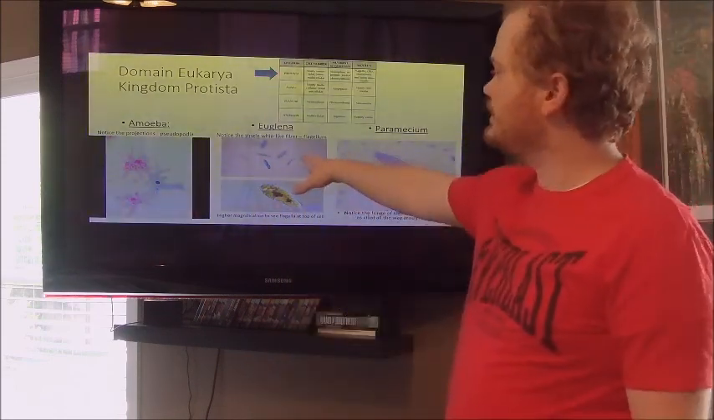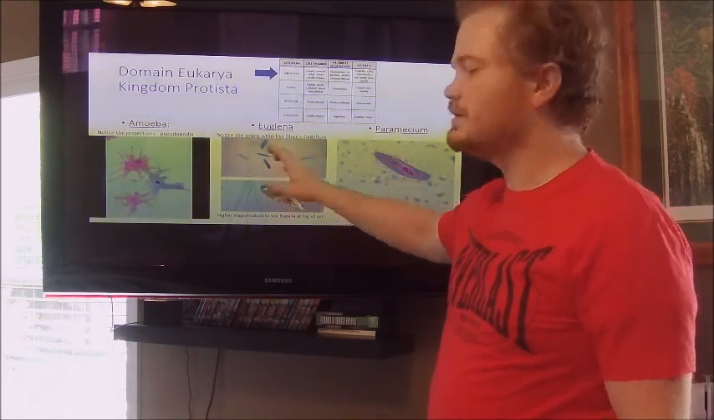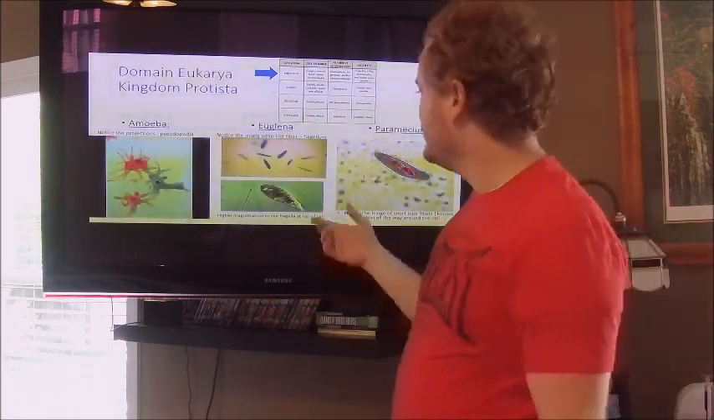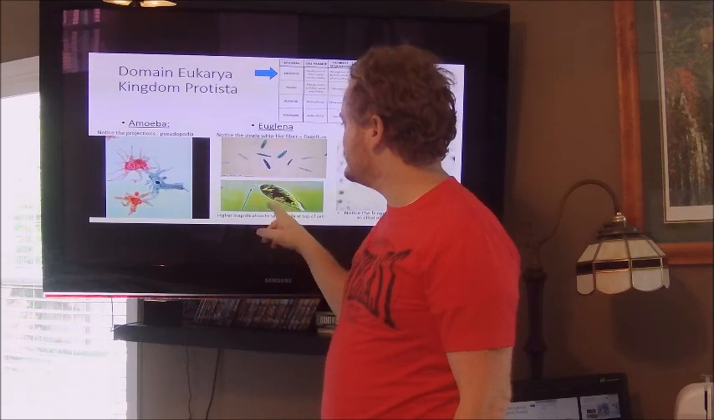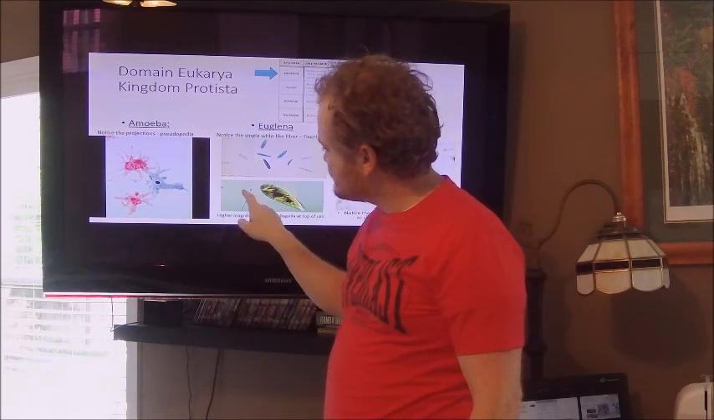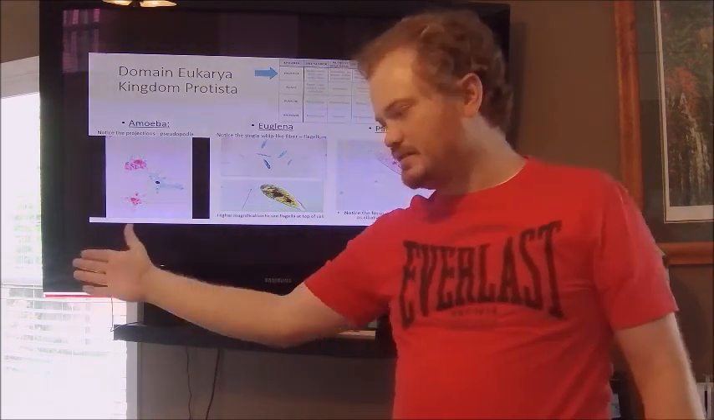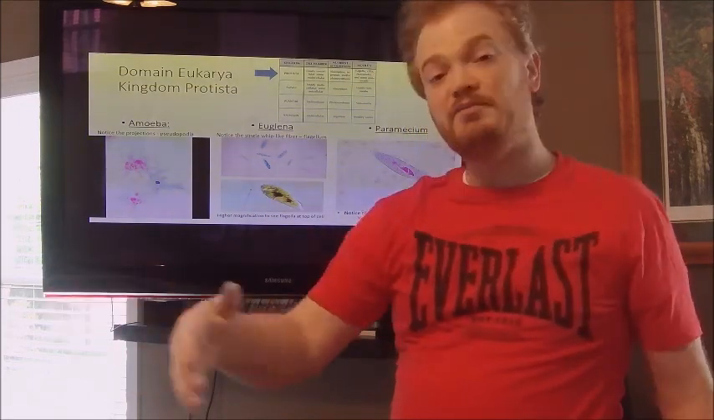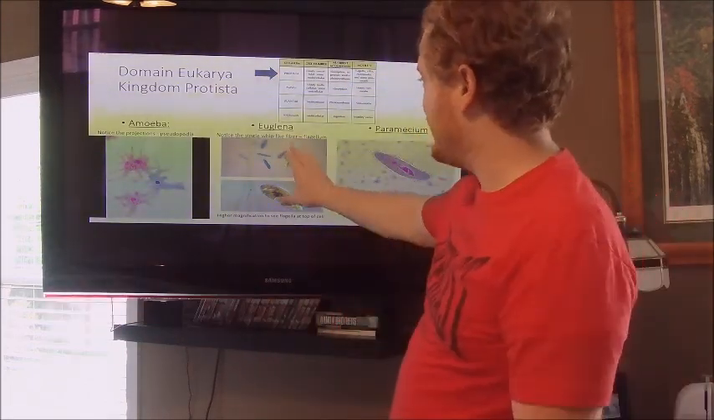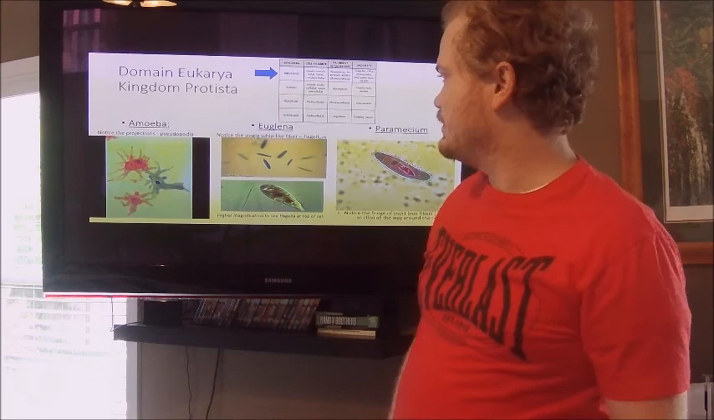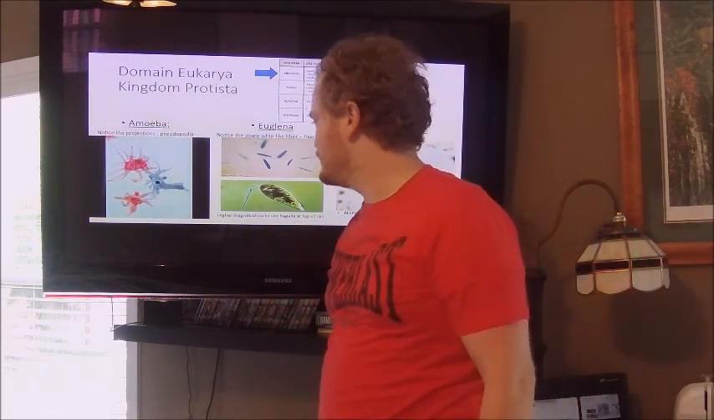Next is Euglena. Now, Euglena is interesting because they bear flagella. Euglena are also single cell. You can see the nucleus here. If you look on this image, you can see its flagella sticking out. So it's going to beat that flagella to allow it to swim from one place to the next. So these are a flagellated protist. Euglena, a flagellated protist.